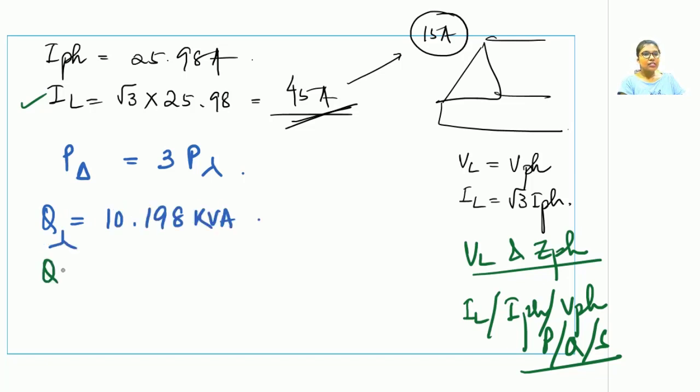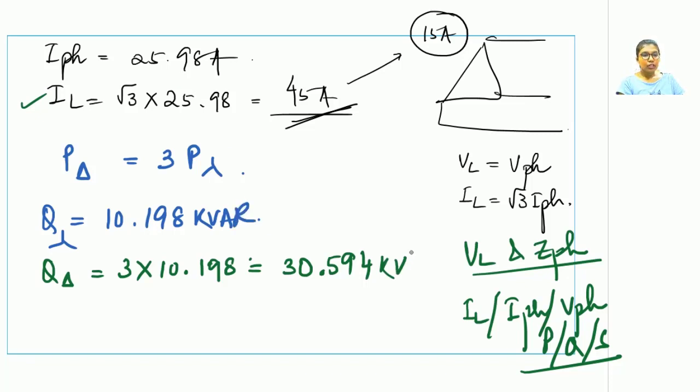Now in this section, this is a delta connection. You can directly multiply 3 with the previous value. And that will come out to be 30.594 var. The unit of Q is var. 30.594 kilovar.